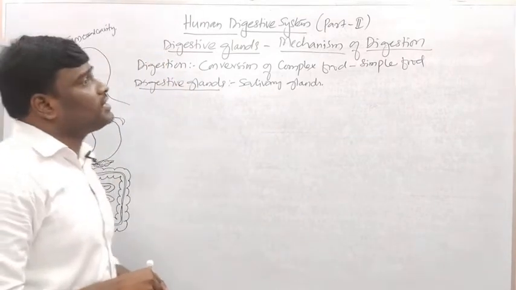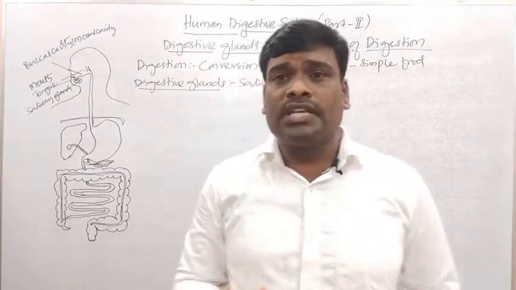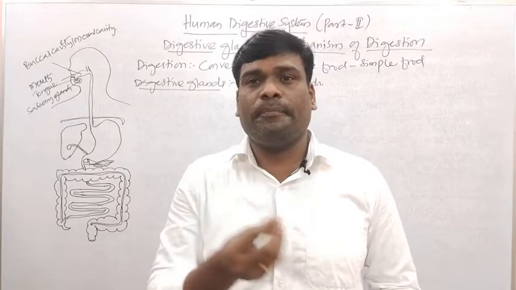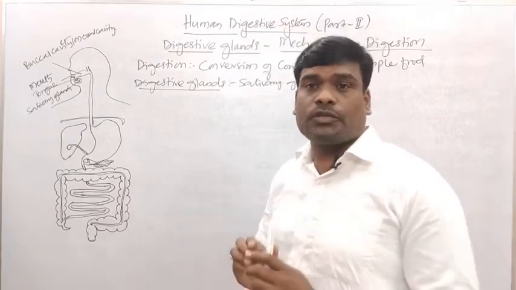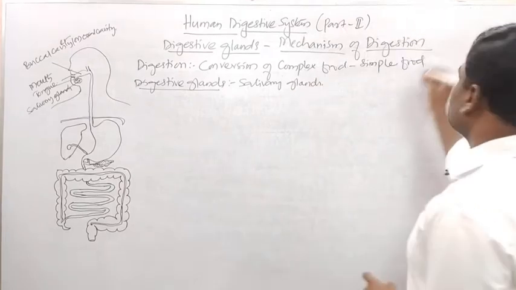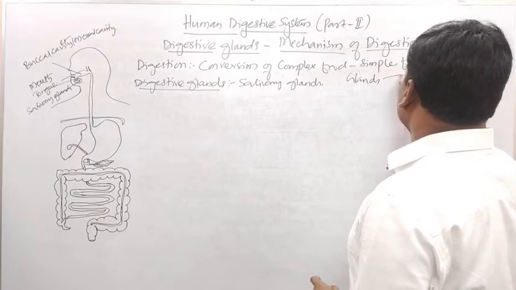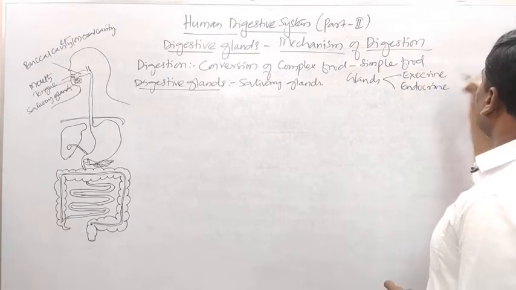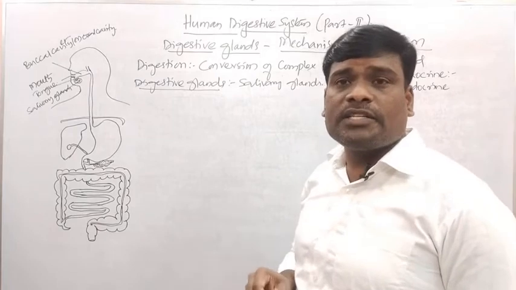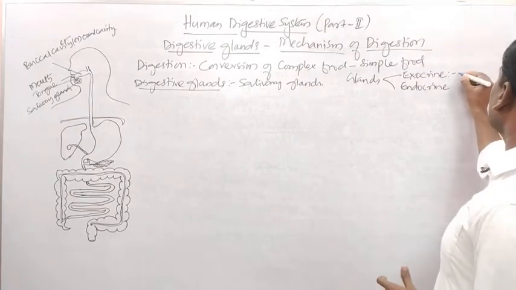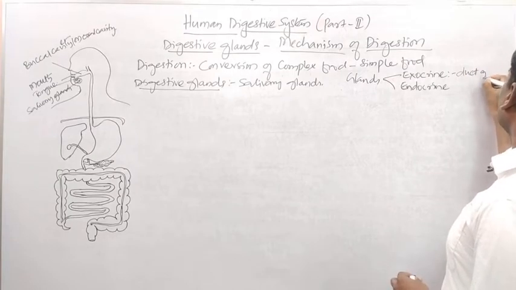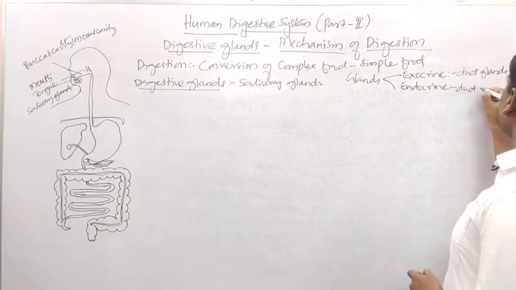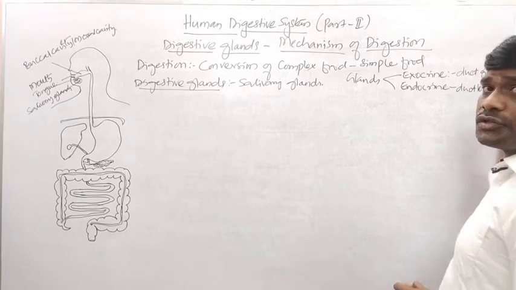So what does exocrine mean, children? Glands are special organs present in our body. They secrete certain substances of peculiar function. Glands are of two types: exocrine glands and endocrine glands. Exocrine glands are also called duct glands, and endocrine glands are called ductless glands, children. I hope you are able to see now.